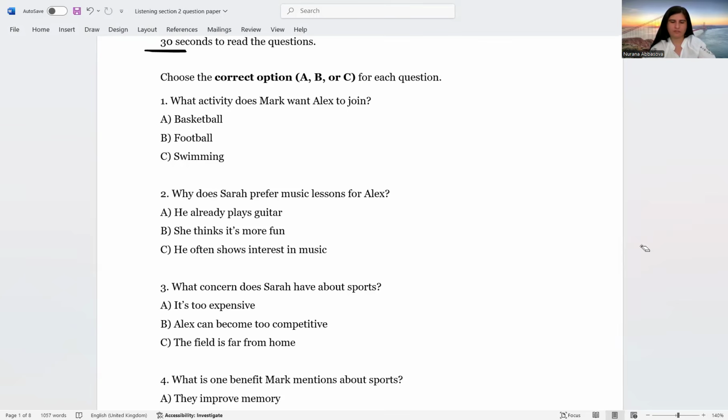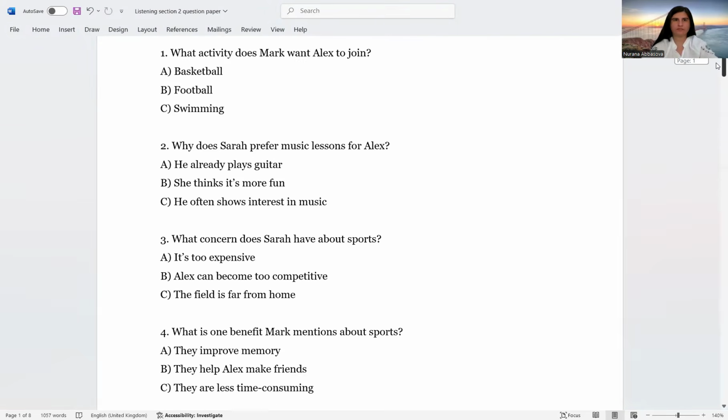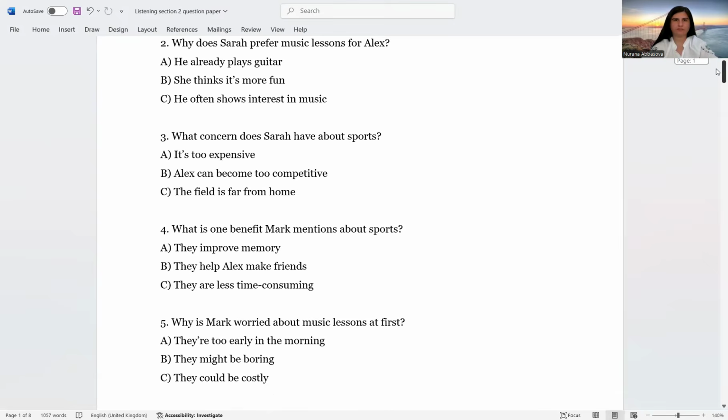Sure, but music is something he can do at home too. Sports help him make friends and learn teamwork. I agree, but don't forget he can get quite competitive. Remember what happened last time during the basketball game? True, but that's also something he can learn to handle. And physical activity is good for his health. Fair point. Still, I think piano lessons could help him concentrate better. He sometimes struggles to sit still and focus.